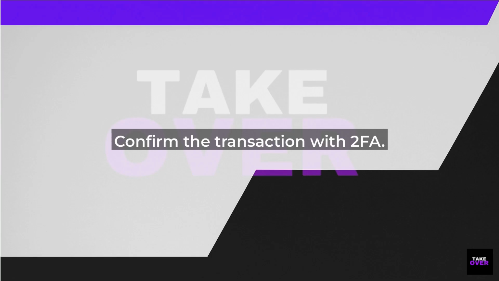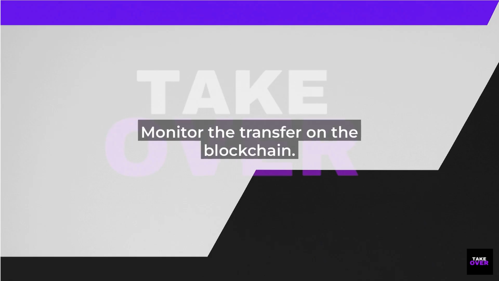A quick tip. Always test with a small amount first, and never share your private keys. Crypto can be risky, so stay vigilant. There you have it. That's how you withdraw USDC from Binance to Robinhood in 2025.